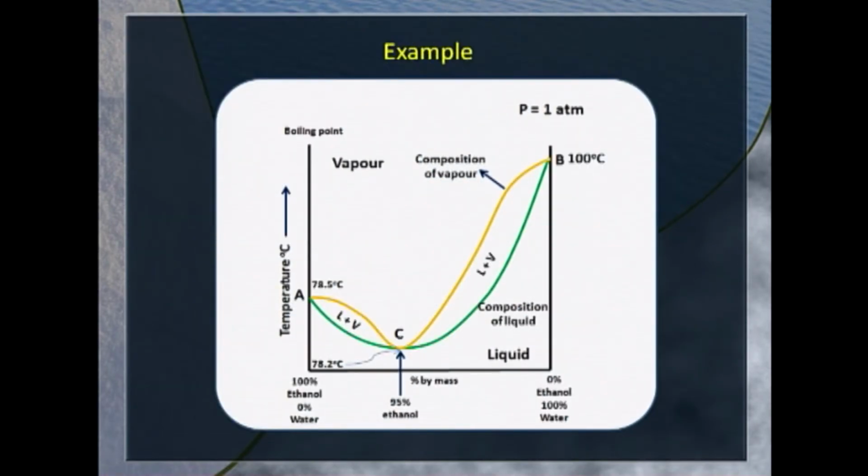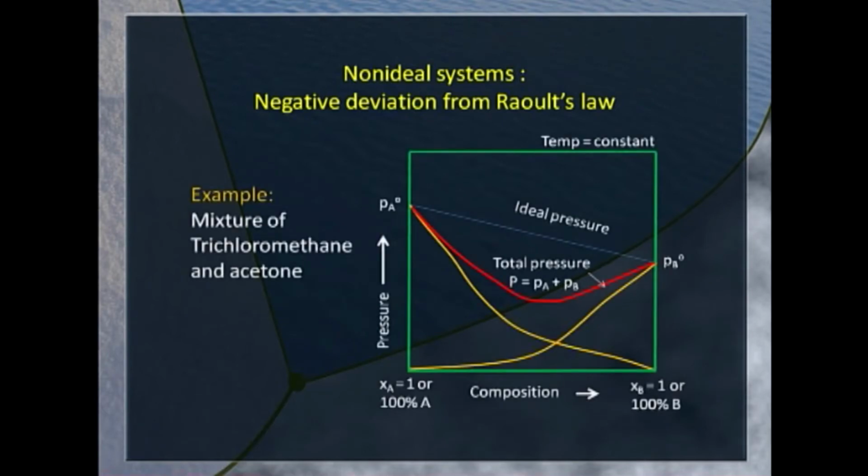An example of this type of system is offered by ethanol water. It gives us an azeotropic mixture having the composition 95% of ethanol, which is called the rectified spirit. There are systems which show negative deviation from Raoult's law, and a consequence is very clear here. You can see the vapor pressure is lower than expected from Raoult's law, and the total vapor pressure shows a minimum which is much less than the ideal vapor pressure expected for the liquid system. An example that we have here is a mixture of trichloromethane and acetone.